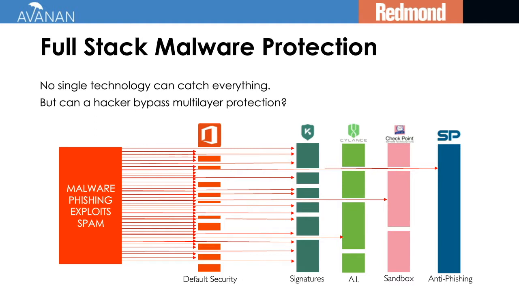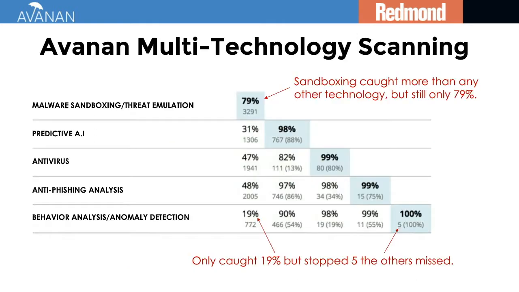But what's important is that those things that Microsoft can't catch, the rest of the industry can. In fact, we see that in our analysis. And again, I never say there's one technology that is better than another. We see here that in this environment, malware sandboxing caught more than any other technology. Of all the malware that went through this environment, 79% was caught by the sandboxing tool. That's great. That's actually better than any of the other capabilities. But the point is that 79% is not good enough.